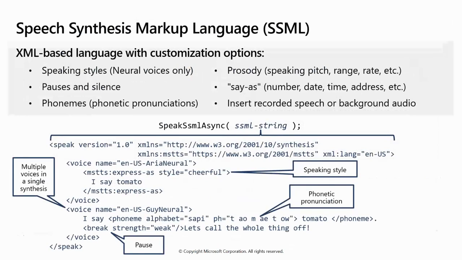For example, consider this SSML in the slide. This specifies a spoken dialogue between two different neural voices like this. We have, in this case, Aria. Well, in this case, it's Ariana, if I am not wrong, it is Ariana.